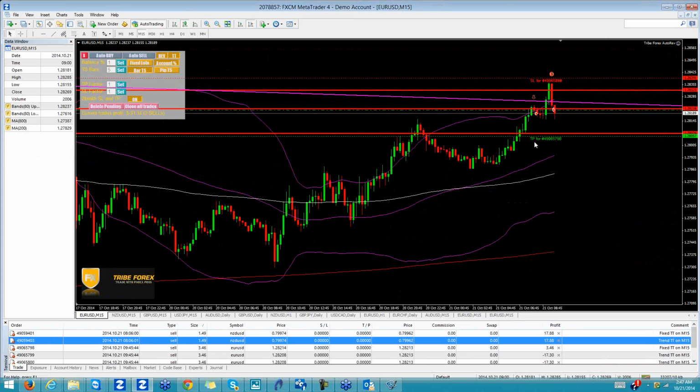Hopefully we'll get it to run down. You see this TP? That's what you're looking for. Stop loss above, TP below.